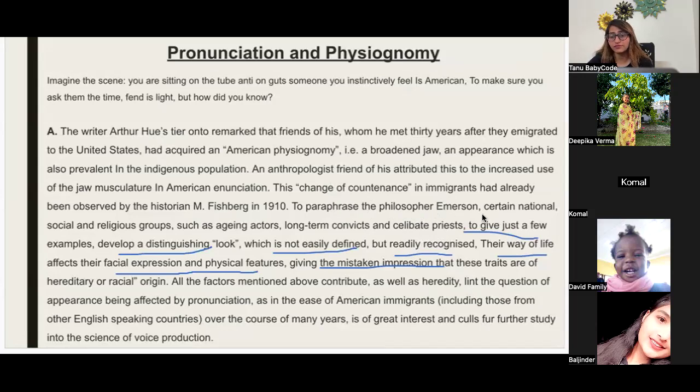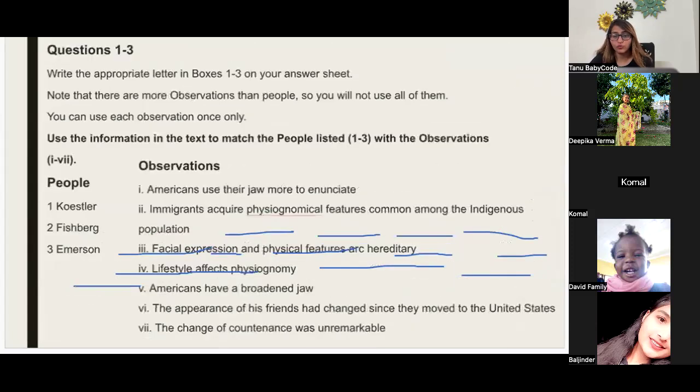To paraphrase the philosopher Emerson, certain national, social, and religious groups, such as aging actors, long-term convicts, and celibate priests, to give just a few examples, develop a distinguished look which is not easily defined but readily recognized. Their way of life affects their facial expressions and physical features, giving the mistaken impression that these traits are of hereditary or racial origin. So what do you think? What does he talk about? Anyone? What does Emerson talk about?